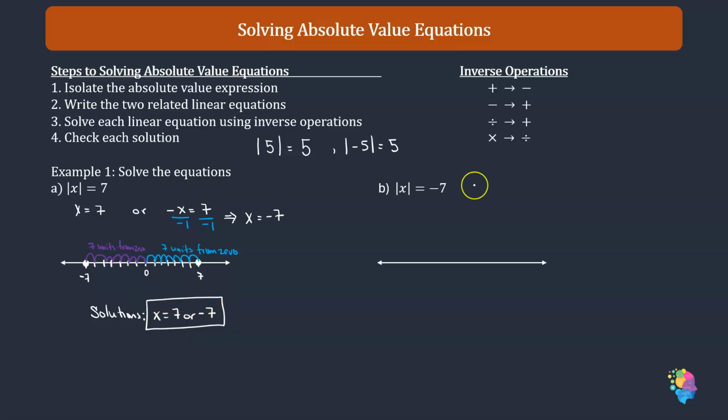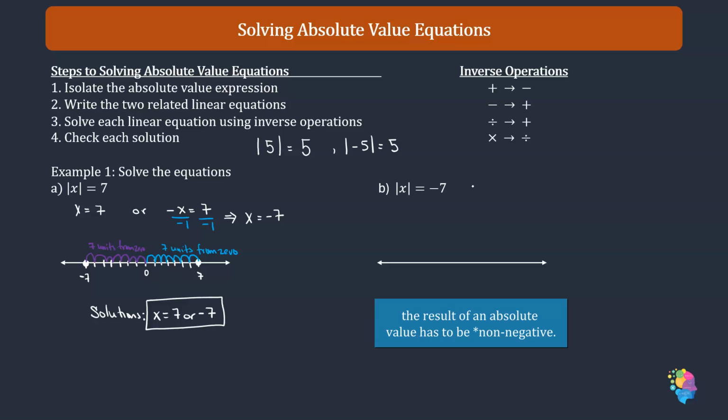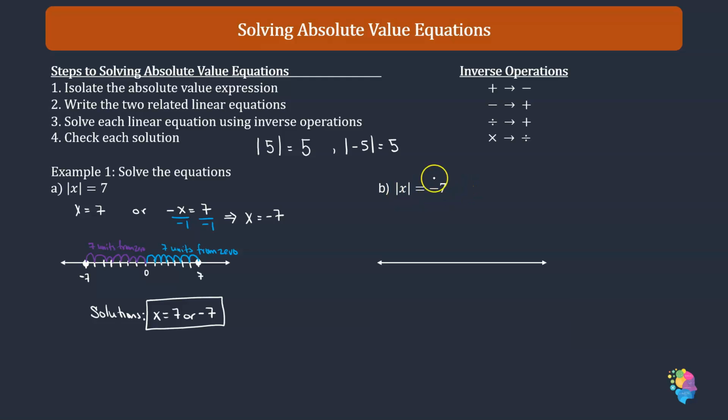What about 1b? Remember we said that the absolute value measures distance from 0, so the result of an absolute value has to be positive. However, this one is negative. This one reads that the distance from x to 0 is -7. That is not a true statement because distance is not negative. Distance has to be positive. So then this equation has no solution. So whenever an absolute value equals a negative number, that would be no solution. Let's try a few more examples.